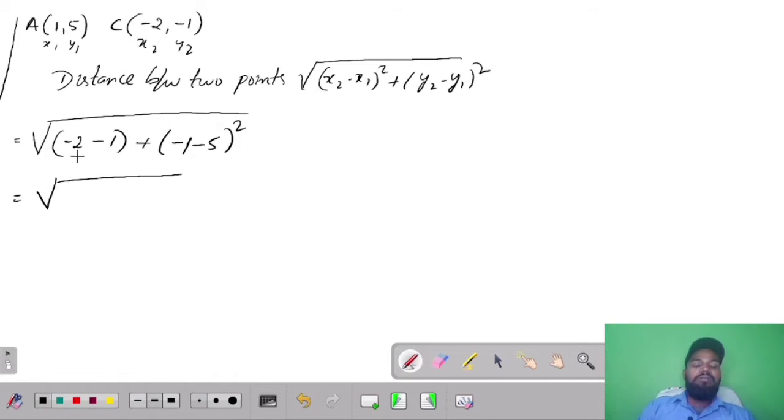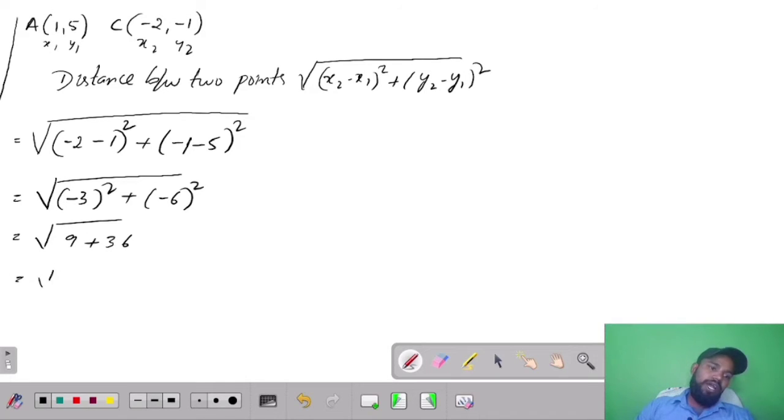So under root, minus 2 minus 1 is minus 3 whole square, plus minus 1 minus 5, what is minus 1 minus 5? Minus 6 whole square. Minus 6 whole square, that equals under root 3 square, 9, 6 square, 36. So now add them. What will we get? The answer is 45. Okay, 45 is your answer.